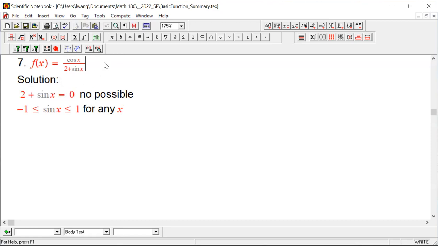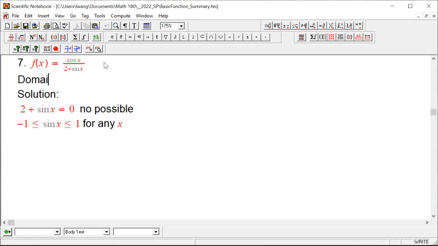And therefore, the domain is what? The domain for this function is from -∞ to +∞. Yes, all real numbers. Okay. Last but not least.